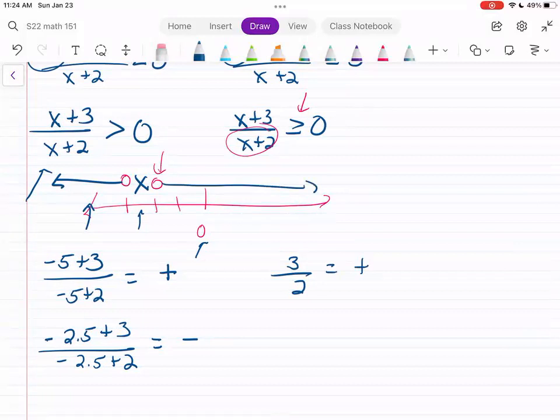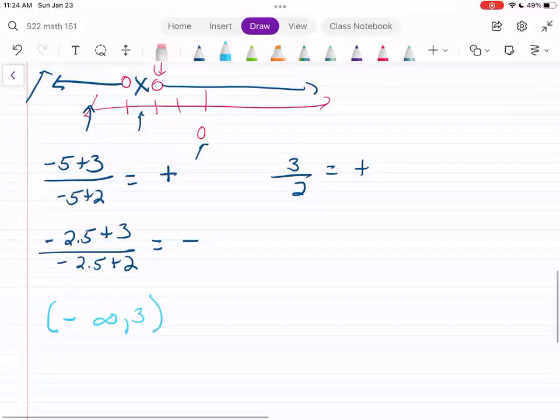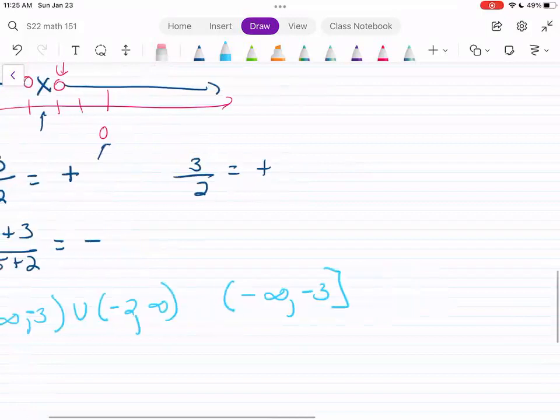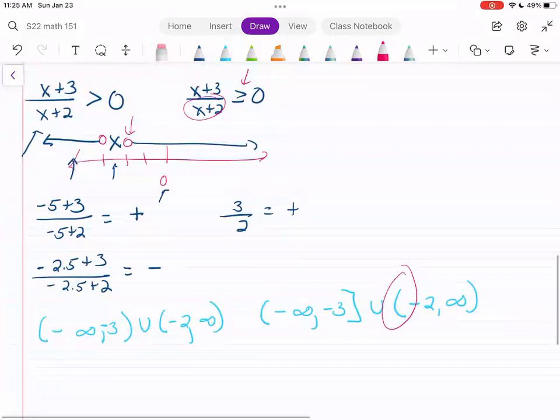So for our first inequality where the equal to is not included, our solution goes from negative infinity to negative 3 in union with negative 2 to infinity. But for our second interval, notice we go from negative infinity to negative 3 with negative 3 included, in union with negative 2 to infinity. This is what I was talking about before. That stays a parenthesis because if you include negative 2, that denominator is going to become 0, which we know is undefined.